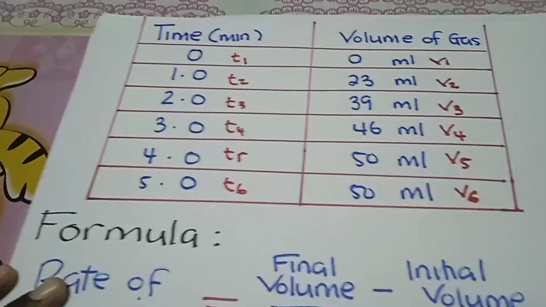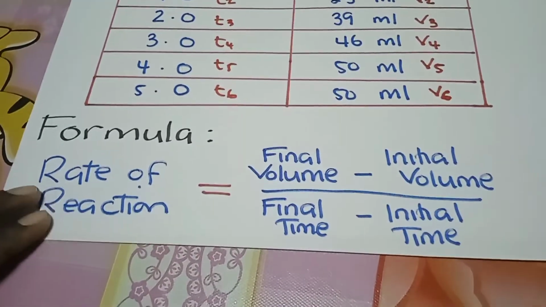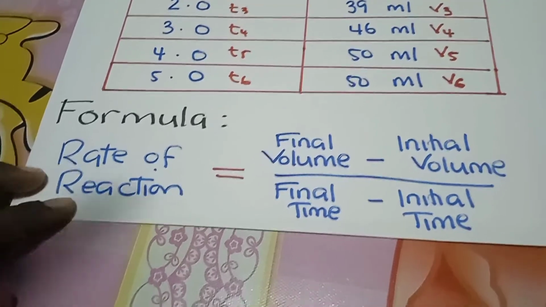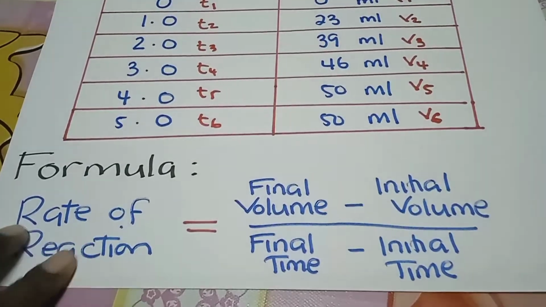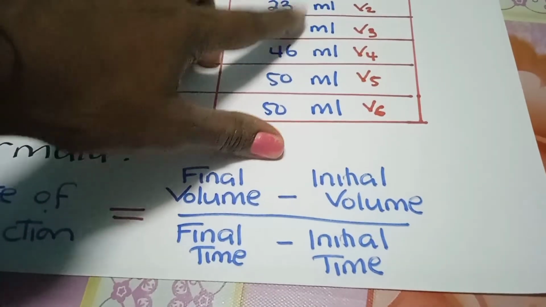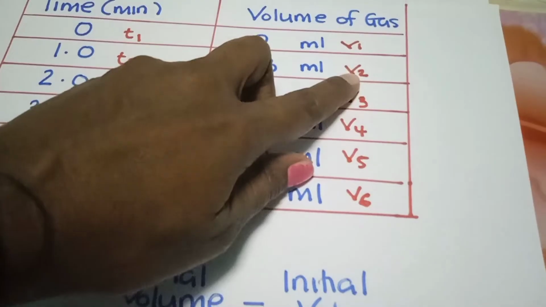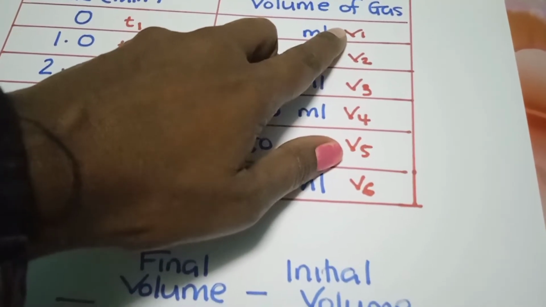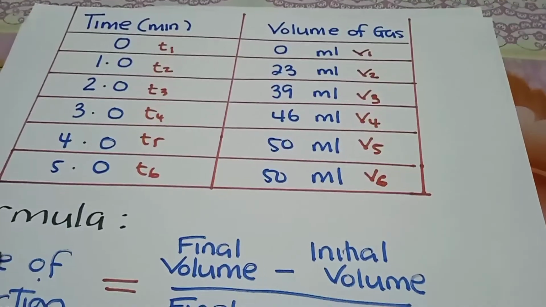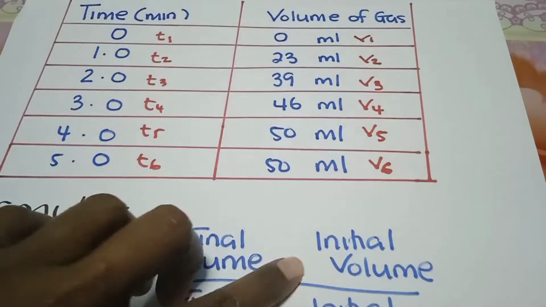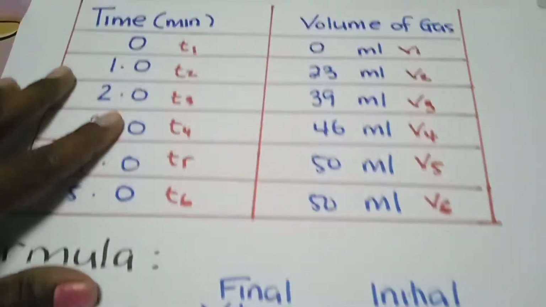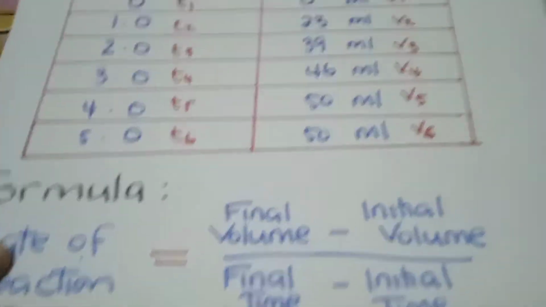As you can see, after you have labeled it, we will then have to use the formula. This is the formula that we should use to come up with the rate of reaction. The rate of reaction is equal to the final volume minus the initial volume. It means that you will start subtracting them like this: the final volume minus the initial volume, and then the final volume minus the initial volume. We'll go through the working out and you'll see what I mean. After that, you divide by the final time minus the initial time, and likewise you do the same up here.